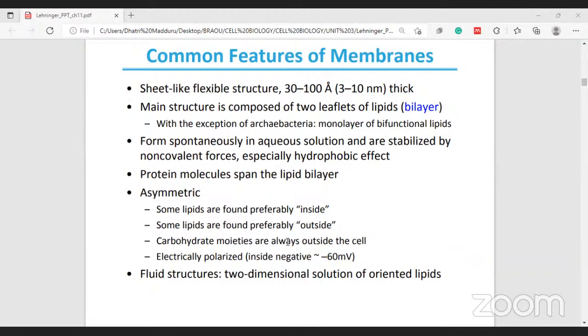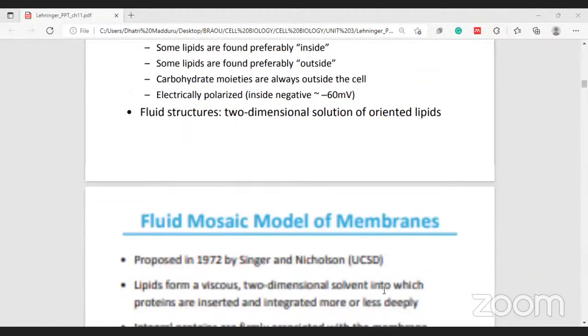And carbohydrate moieties are always outside the cell. So there are some carbohydrate entities present. And they are electrically polarized. That means the charge will be different in the two layers. And the fluid structures are a two-dimensional solution of oriented lipids. It's a two-dimensional structure, not three-dimensional.